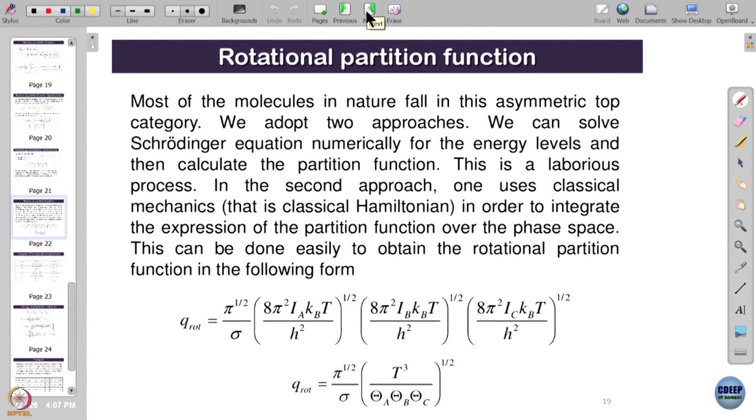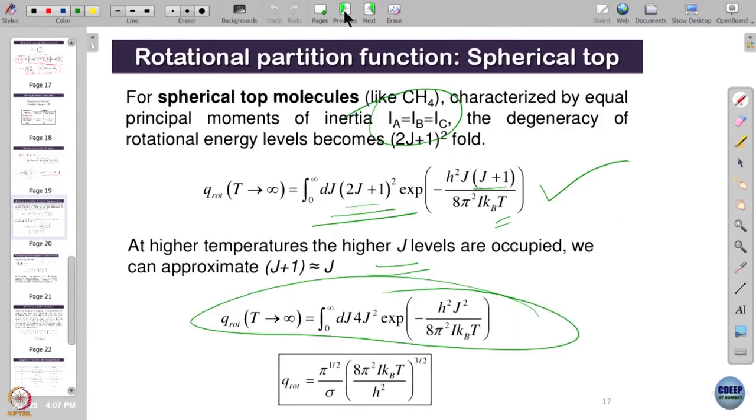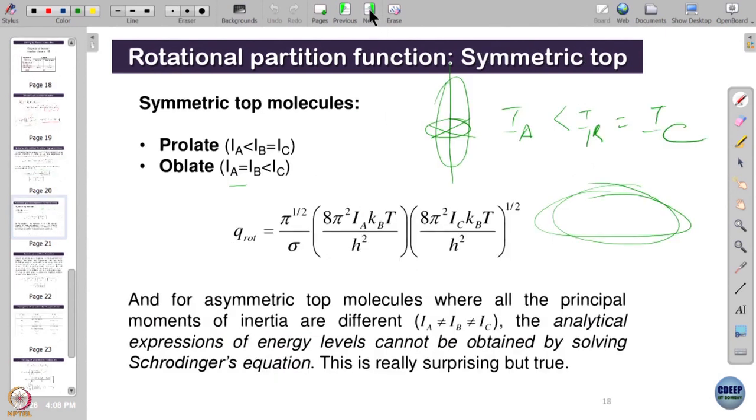Remember that in the rotational case for the diatomic molecule, the partition function is 8 pi square I by kBT over h square. Then the same thing happens here. Two of the factors come with 8 pi square IA kBT by h square to the power half and half. So when A equals B, this half and half becomes just 1, and then you have this C to the half.